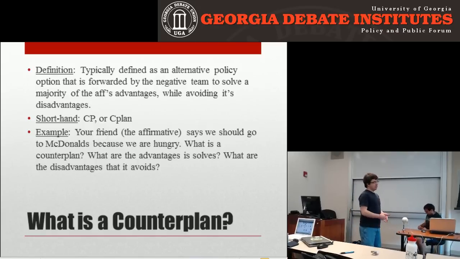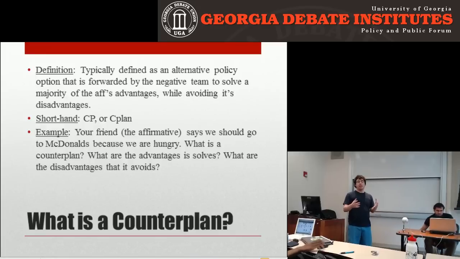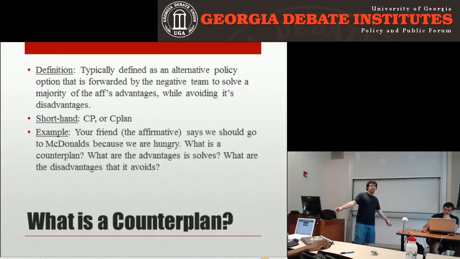So when you're thinking of some sort of counterplan, you want to have a disadvantage to the original policy option or the affirmative that is avoided by the counterplan. This disadvantage that the counterplan avoids, who knows what this is called? Net benefit. Yep, net benefit. So it is net beneficial to go to Chick-fil-A over McDonald's, right? Does that make sense? This logic is something you'll see throughout many different types of counterplans and net benefits that we'll talk about.